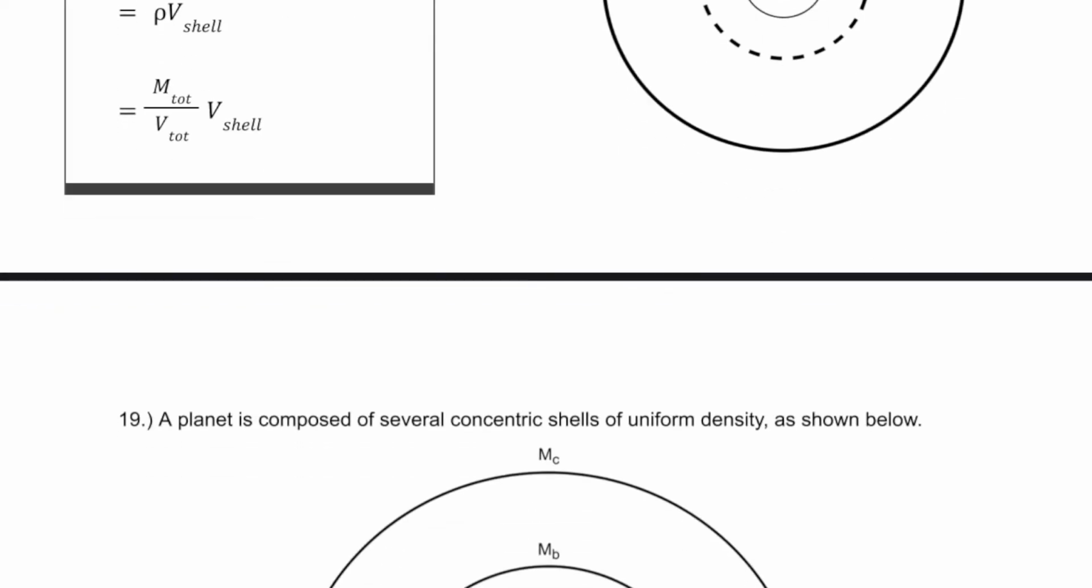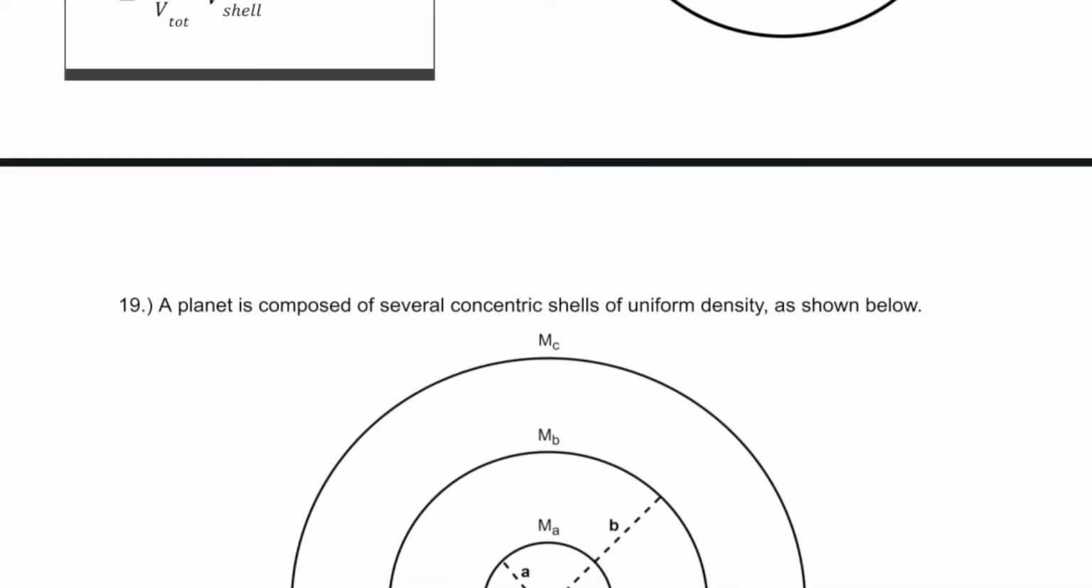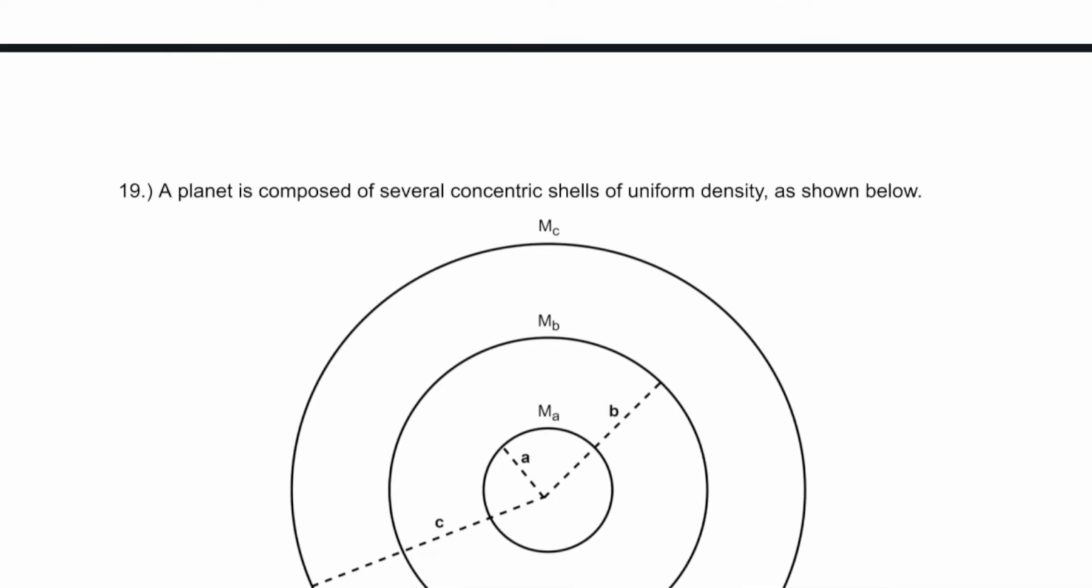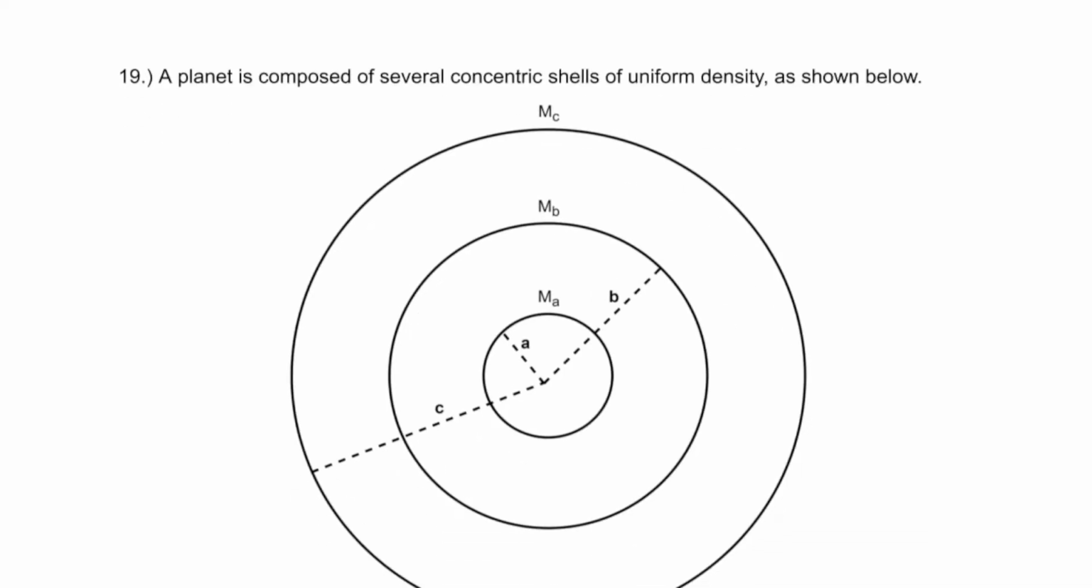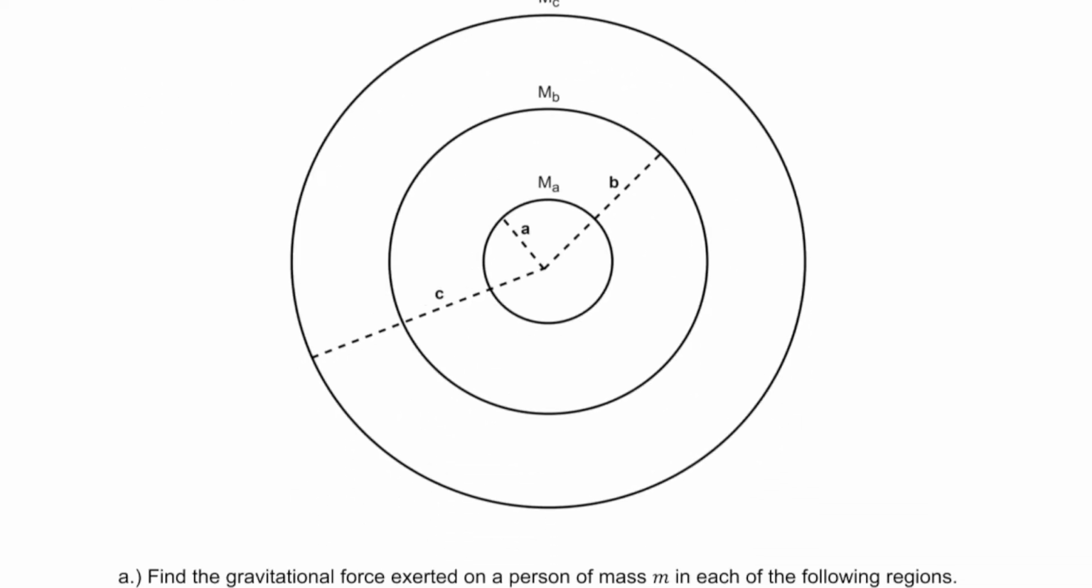But first, for a simpler example, we're just going to deal with the planet composed of several concentric shells of uniform density. We want to find the gravitational force on a person of mass m at all these different spots. So here's the center of the planet, and we have a bunch of shells. So this is not a solid planet. There's just a bunch of hollow shells.